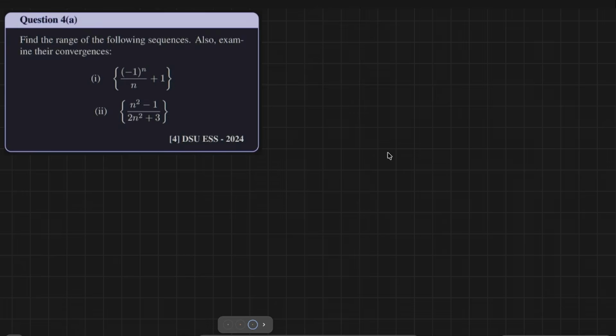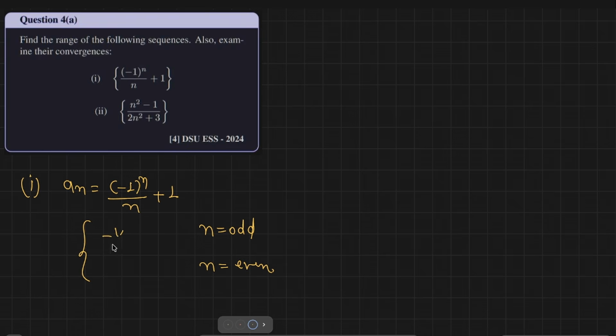Now come to the next. The question arises from the sequence and series, unit 4. Question 4a is: find the range of the following sequence, and also examine their convergence. So how to find the range of this? Basically, to find the range, first take this one. Whenever you have this kind of sequence, a_n is given as (minus 1) power n by n plus 1. To find the range of the sequence, take the two cases: n is odd and n is even.